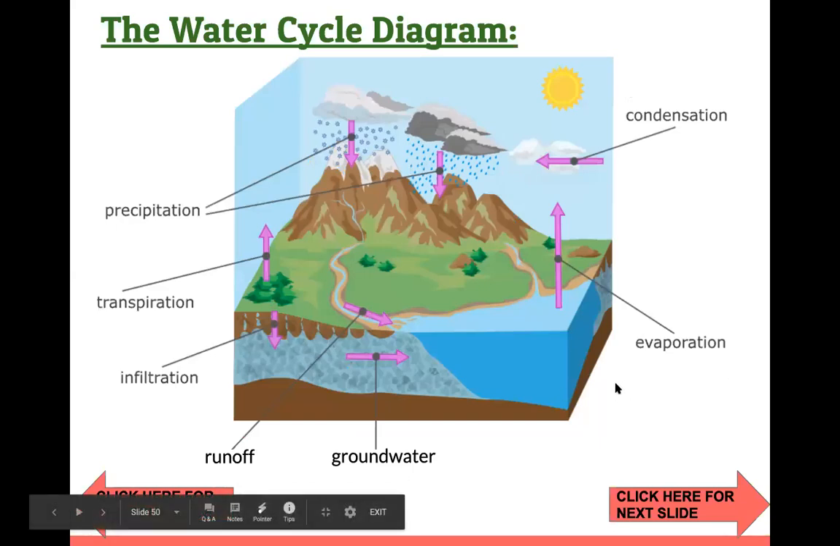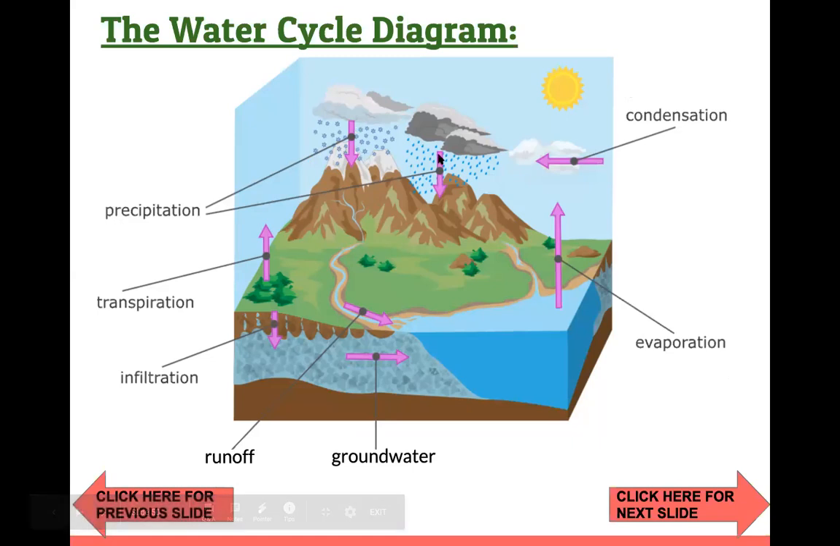Here is another diagram of another place on Earth. Now you see this arrow is showing the rain and the snow that's falling. So that's precipitation. This arrow is showing that water vapor in the sky is becoming liquid and making clouds. That's condensation. Think of clouds, sea, condensation.